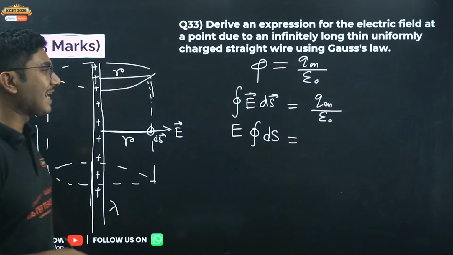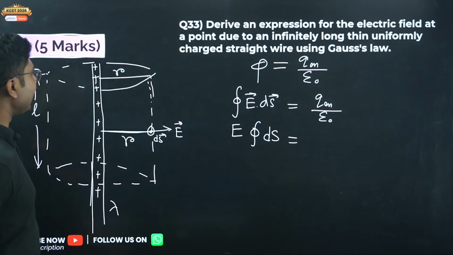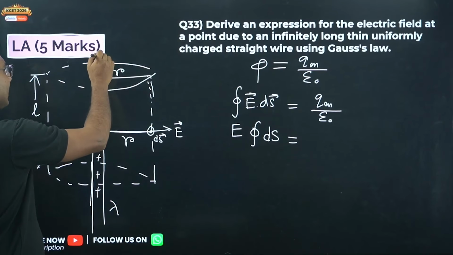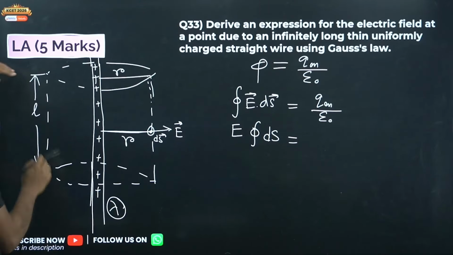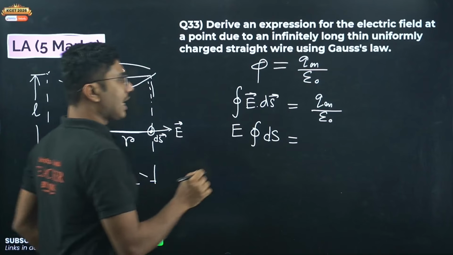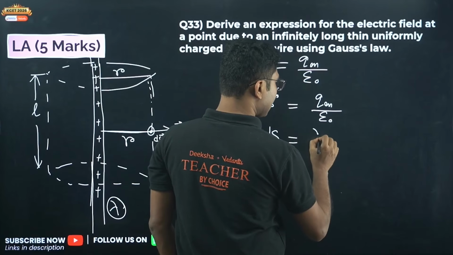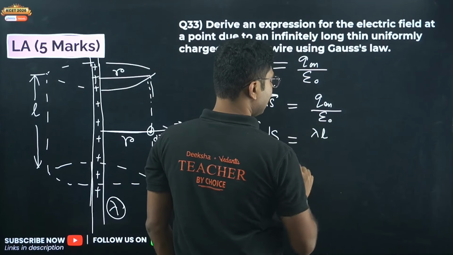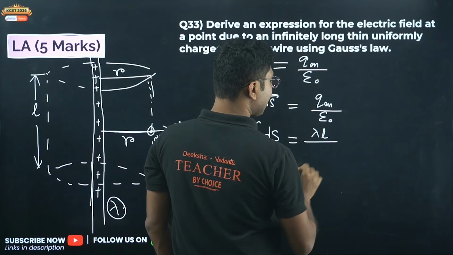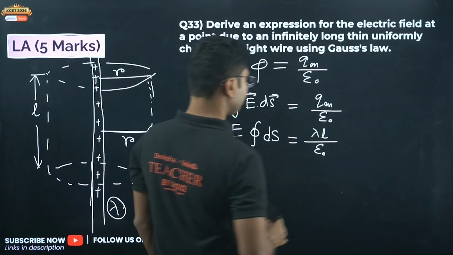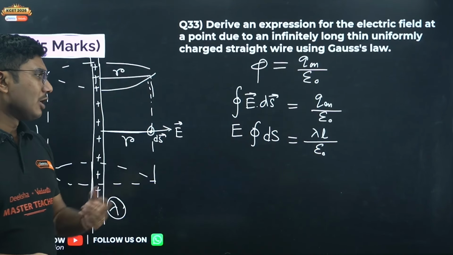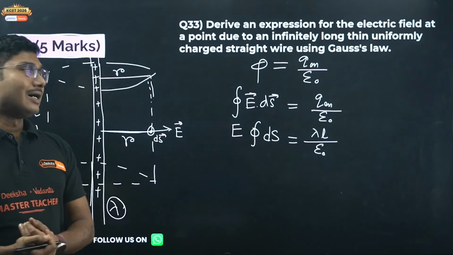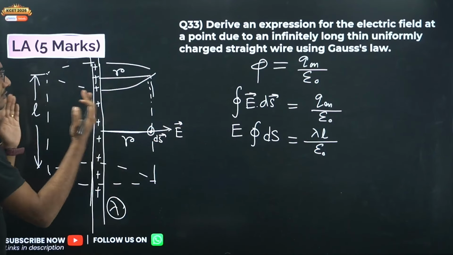Now what is the charge enclosed inside the cylinder? The charge enclosed inside the cylinder is basically the charge density times the length. So the charge enclosed is the line charge density into the length, which is the total charge, divided by epsilon naught. Now what is the meaning of this closed integral of ds? It means the total surface area of the curved surface.